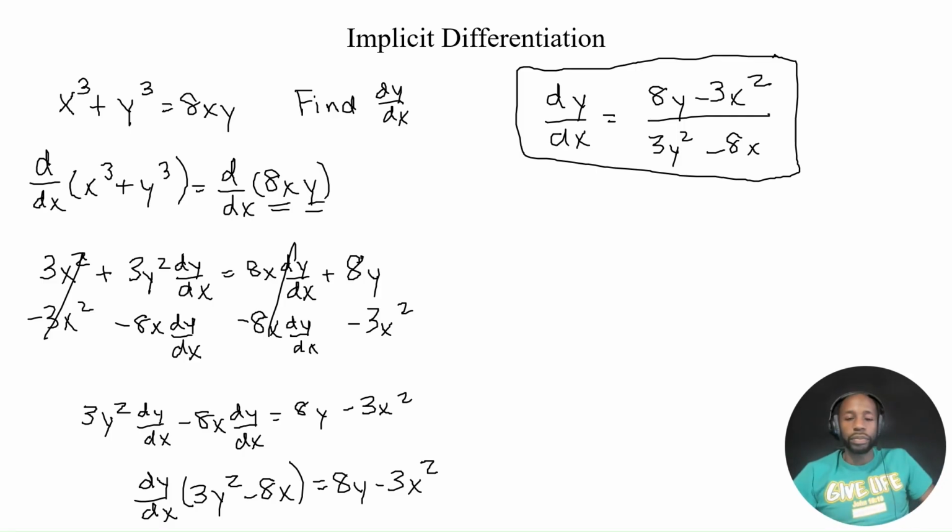Okay, so hopefully you tried these and saw if you got them right. Not much to implicit differentiation. Main thing is you just have to remember the chain rule.